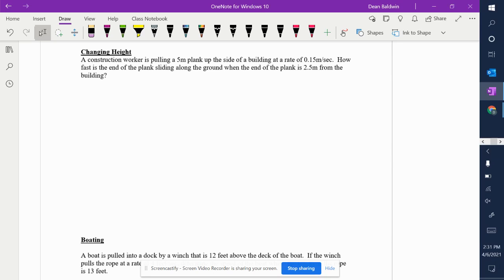Okay, changing height. A construction worker is pulling a 5-meter plank up the side of a building at a rate of 0.15 meters per second. How fast is the end of the plank sliding along the ground when the plank is 2.5 meters from the building? First thing, draw a diagram. Don't try to do this without a diagram, okay? So if they don't give you a diagram, draw a diagram.